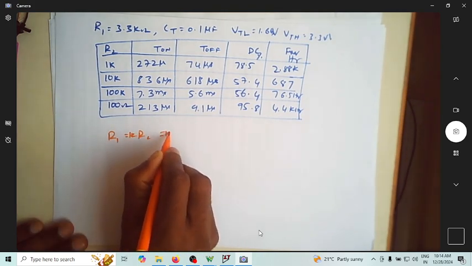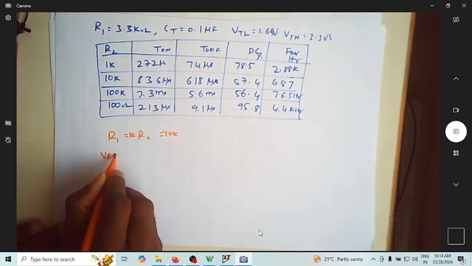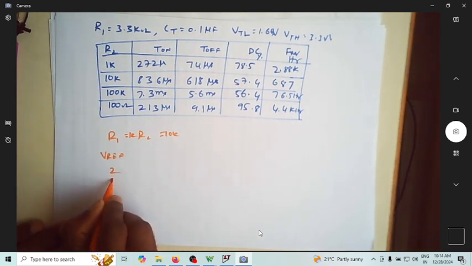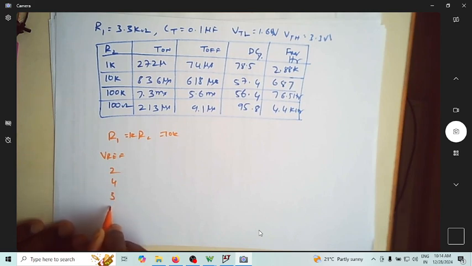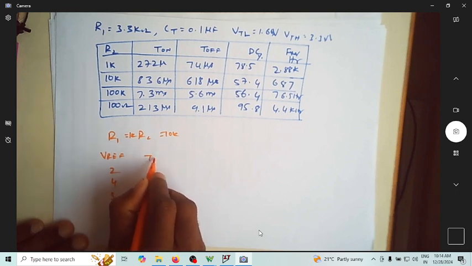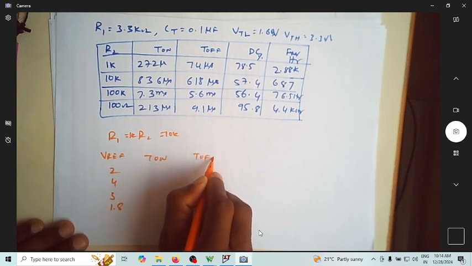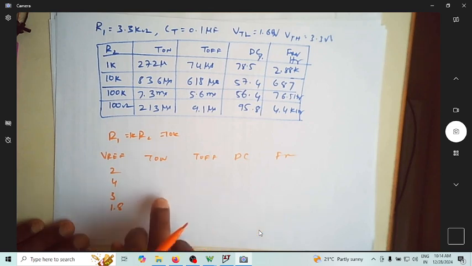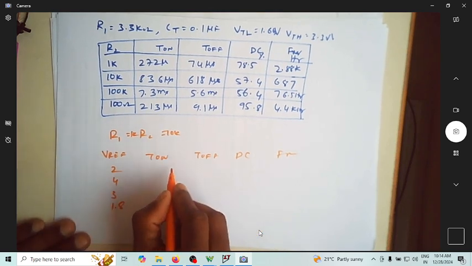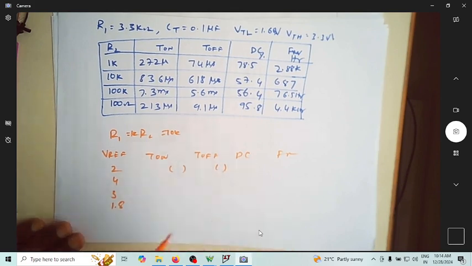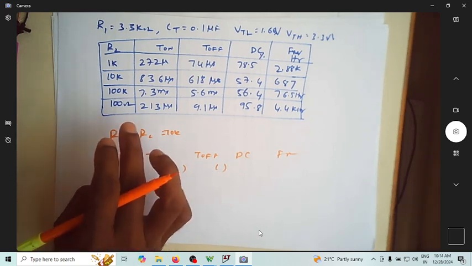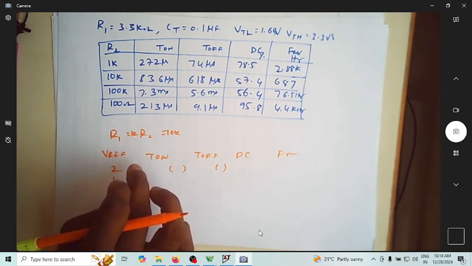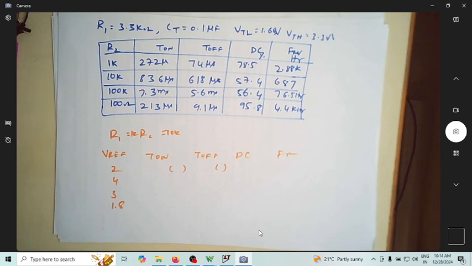Maybe this is 1K, this is 10K. Keep V reference as maybe 2 volt to 4 volt, 3 volt and 1.8 volt. Find out what is T on, T off, duty cycle, frequency. Note the practical values and find their theoretical counterpart, then compare them.